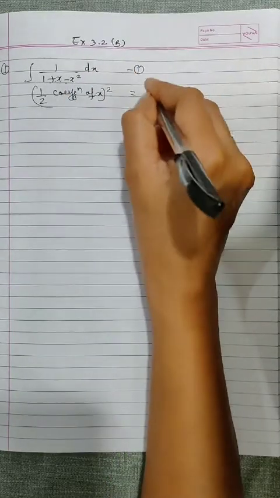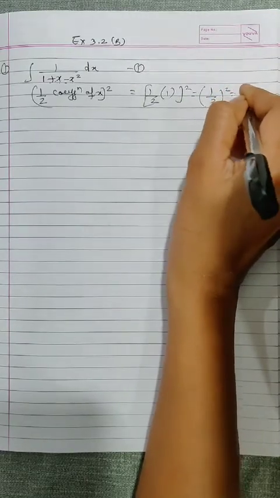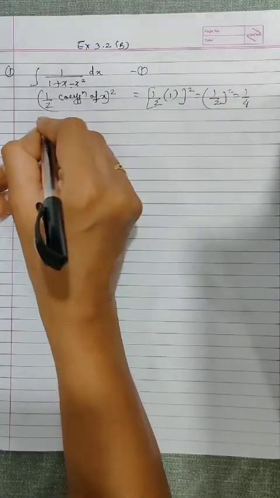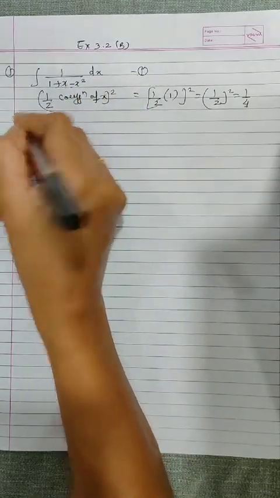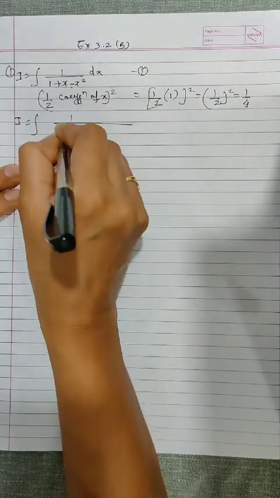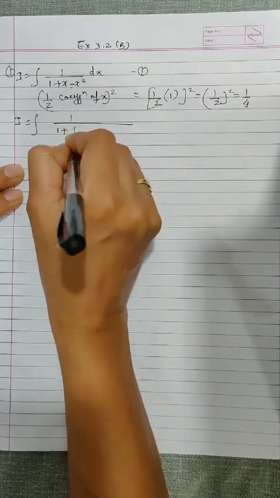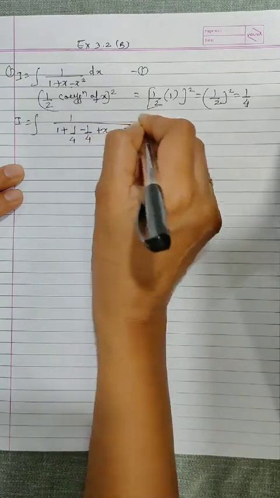1, and its square, so 1 by 2 whole square, so it comes out to be 1 by 4. Now we add 1 by 4 and subtract 1 by 4 in equation 1. So say this is I equal to integral of 1 upon 1 plus 1 by 4 minus 1 by 4 plus x minus x square dx.